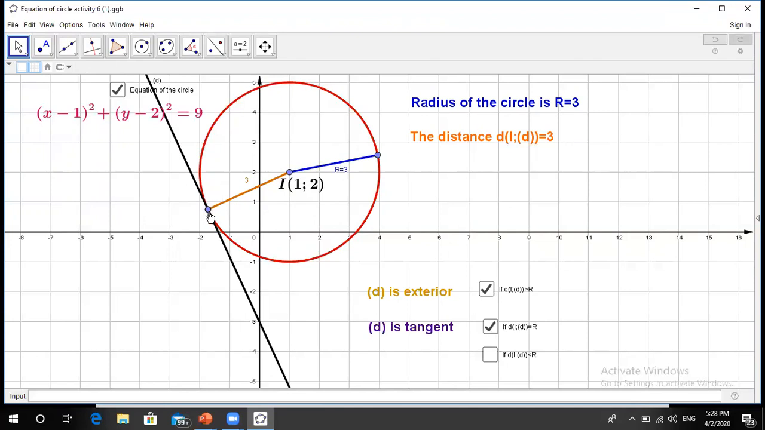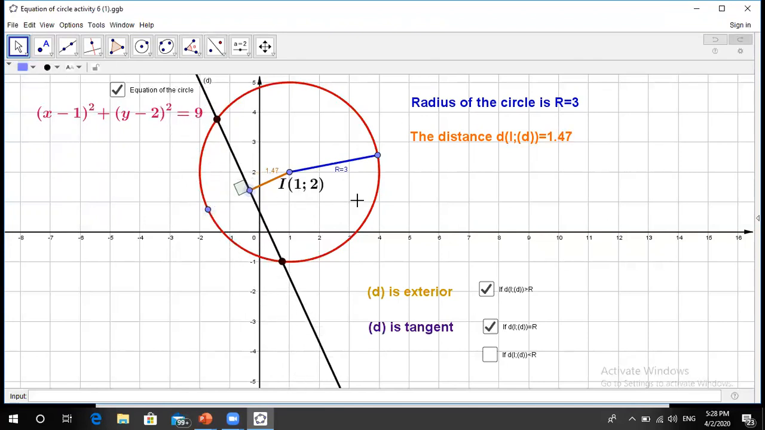Now, what if the distance between the center and the line is like this? Let's say 1.47, a value which is less than the radius. We say that the line is interior to the circle, or the line is secant. A line which is secant to a circle means that the line is intersecting the circle in 2 distinct points. So we say that D is secant.